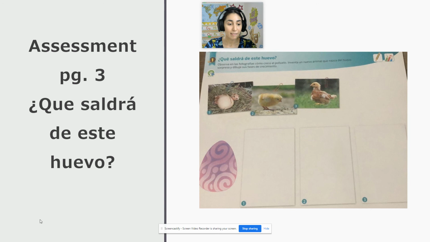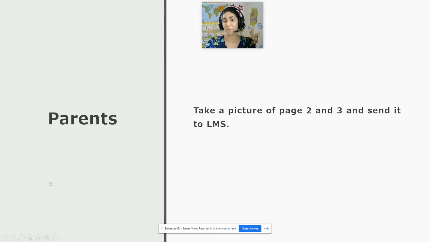I think that'd be all. That would be it, you guys. Take a picture of page 2 and page 3 and send it to LMS.